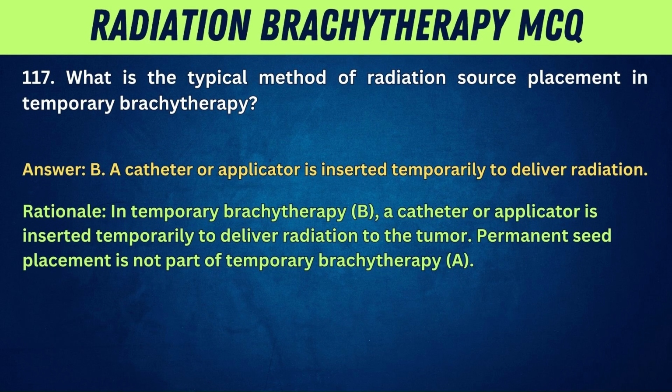Answer: B. A catheter or applicator is inserted temporarily to deliver radiation. Rationale: in temporary brachytherapy, a catheter or applicator, B, is inserted temporarily to deliver radiation to the tumor. Permanent seed placement is not part of temporary brachytherapy.